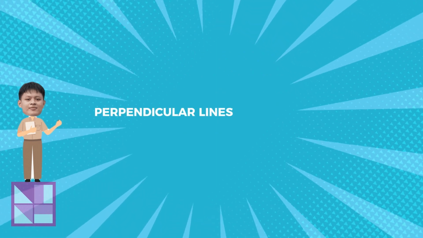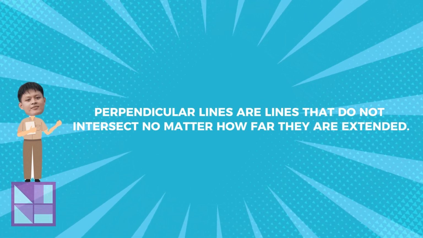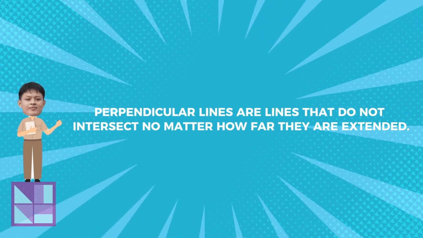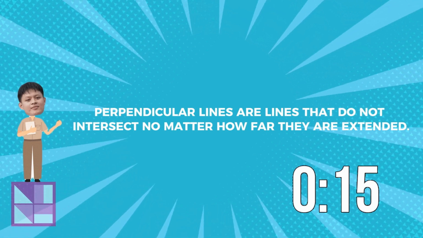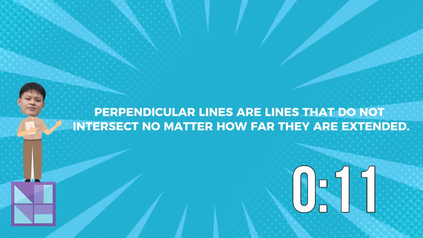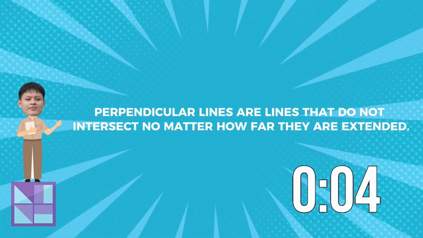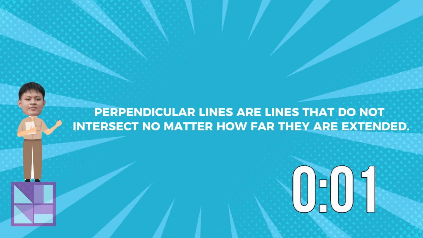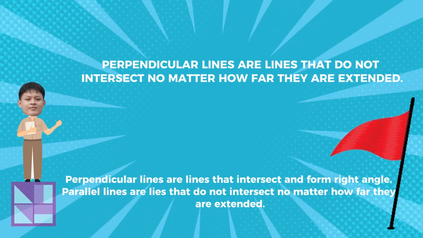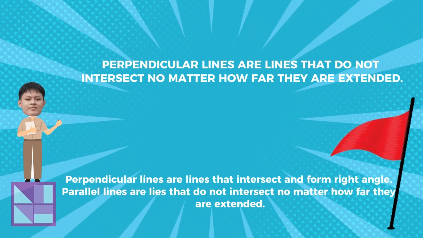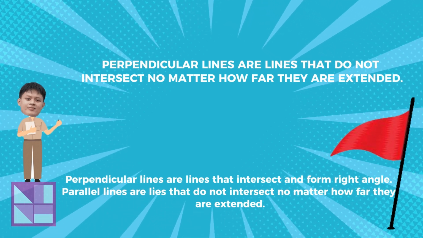Item number 7. Perpendicular lines are lines that do not intersect, no matter how far they are extended. Green flag or red flag? Time's up. The correct flag is red flag. Perpendicular lines are lines that intersect and form right angles. Parallel lines are lines that do not intersect, no matter how far they are extended.